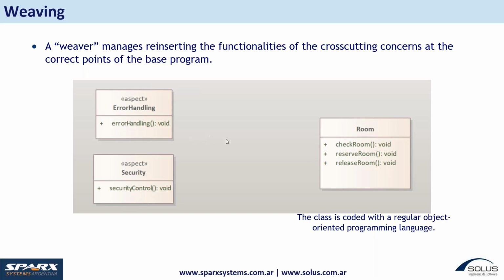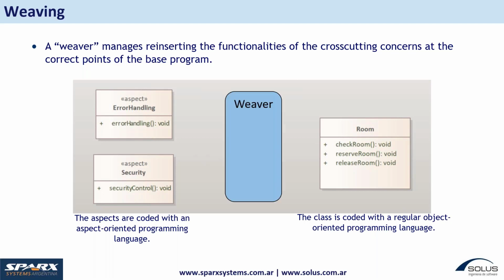We have aspects. We need an aspect-oriented language to write this code. And as part of the aspect-oriented language, we have a Weaver. The Weaver must weave the methods in the aspect into the original places in order to compose a unique system. In Enterprise Architect, we will be indicating that some classes are aspects just with the stereotype.